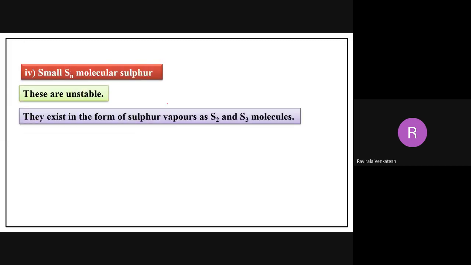And sir, there are n number of allotropes. If you write n is equal to some other number, they are going to get one more allotrope also, but they are highly unstable. Okay, so they exist in the form of sulfur vapors S2 and S3 only. Mostly we get S2 and S3 that are existing, and remaining all are what? Highly unstable, so they are not present actually. So we can add S2, S3, which are a little bit stable.